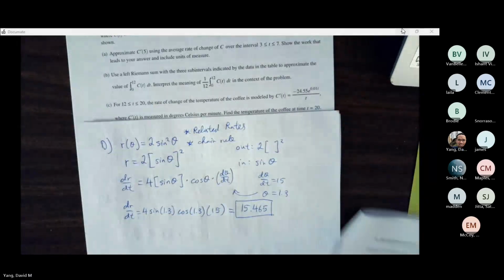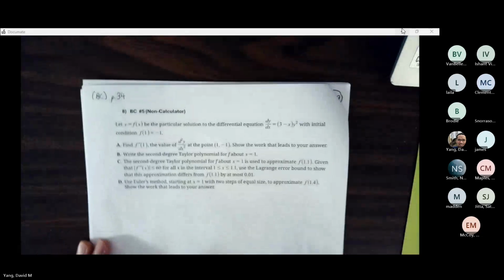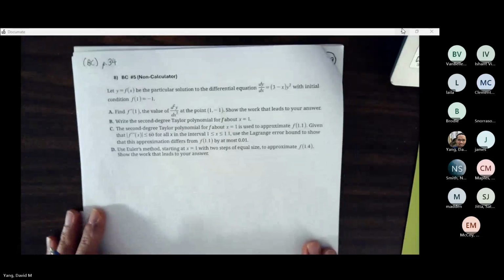All right. So number 5, this is page 34. This is now moving into non-calculator. So 5 and 6 will be non-calculator.